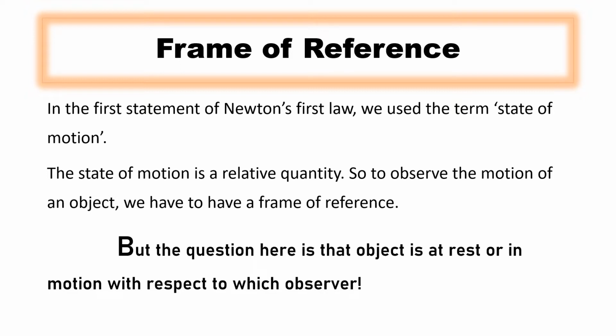of motion is used. The state of motion is a relative quantity. I have told you that the two states, either of rest or motion, are relative to each other, but that depends on which observer is going to observe from which state or frame. So to observe the motion of the object, we have to have a frame of reference. So the question here is whether the object being observed is at rest or in motion with respect to which observer. So in this, the observer plays a main role in the study of the object, whether it is at rest or in motion.